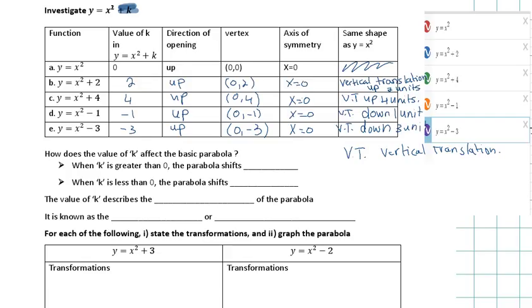So how does the value of K affect the basic parabola? When K is greater than 0, so it's positive basically, the parabola shifts upward. When K is less than 0, so it's negative values, the parabola shifts downward.